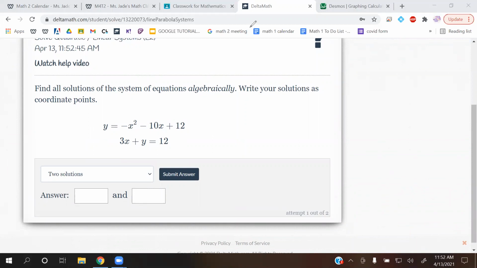So the same first step is let's make sure that y is by itself. Y is by itself in the first equation, good. Y is not by itself in the second equation. So how can we get y by itself? All you have to do is move the 3x over. Get it out of the way.